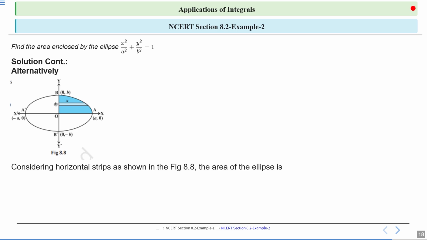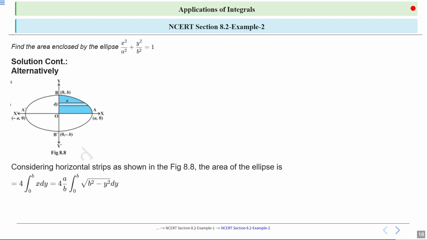So considering the horizontal strip as shown in figure 8.8, the area of the ellipse is, due to symmetry, just calculated in the first quadrant and then multiplied by 4 to get the area of the entire ellipse. So 4 times the integral with limits 0 to b, that is the limit for dy. Why? As I already told you, we have to see the limit for dx. If there is dx, the limit is of x, and if there is dy, the limit is of y. So y varies from 0 to b, and the area is 4 times the integral from 0 to b of x dy.